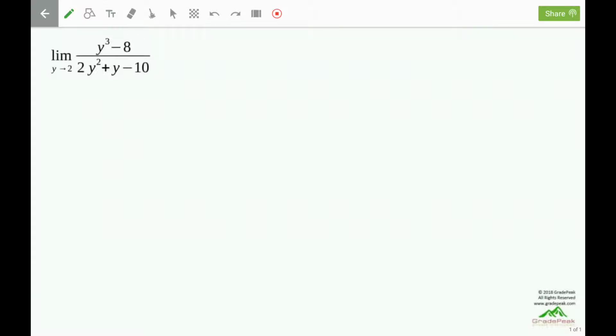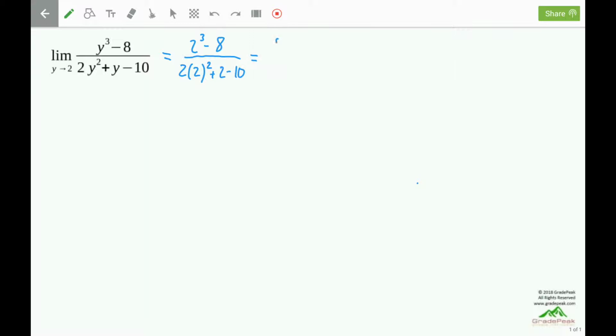Limit as y goes to 2 of y cubed minus 8 over 2y squared plus y minus 10. The first thing we're going to do is try plugging a 2 in for each of the y's. In the numerator will be 2 cubed minus 8, in the denominator 2 times 2 squared plus 2 minus 10.